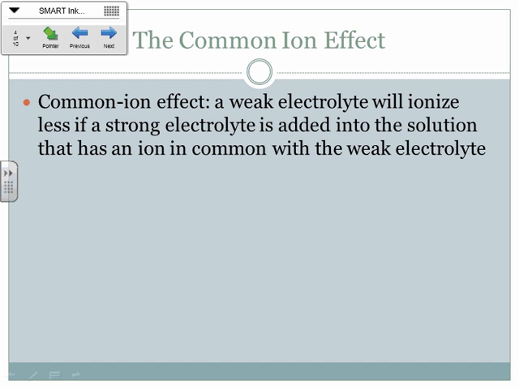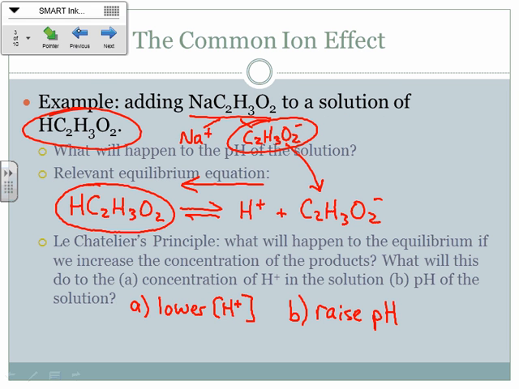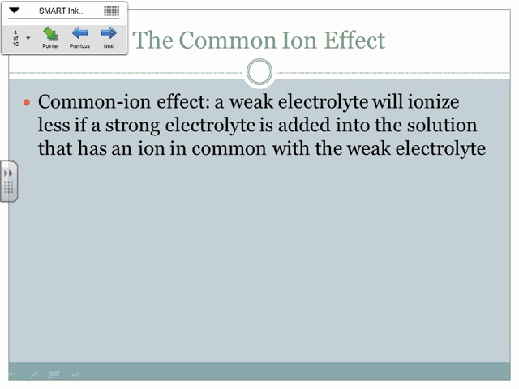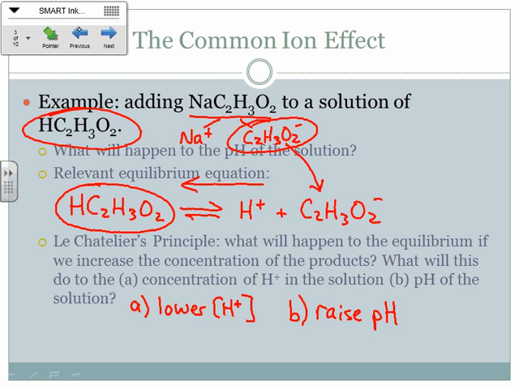And what happens is a weak electrolyte, such as HC2H3O2, acetic acid, that is a weak electrolyte, it's a weak acid, it will actually ionize less if you add a strong electrolyte to it that has an ion in common with the weak electrolyte. Okay, so what we did is we added acetate ion to this solution. And what that ends up doing is it means that this is actually going to ionize less.